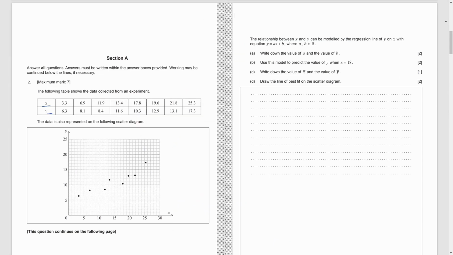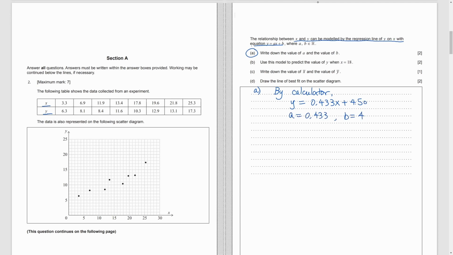Question 2. x and y are two parameters which can be modeled by the regression line y equals ax plus b. Part A. Just input the data to calculator, and we can find the values of a and b. Part B. We substitute 18 for x, and then we get 12.3 for y.